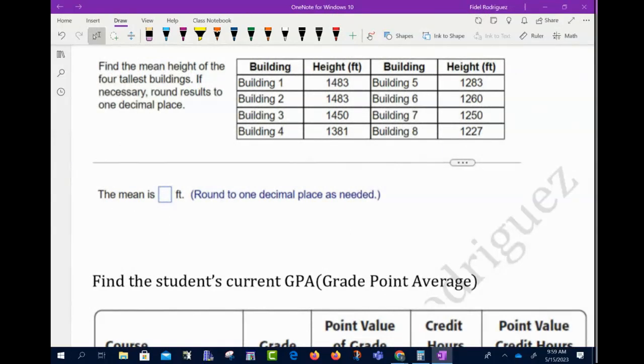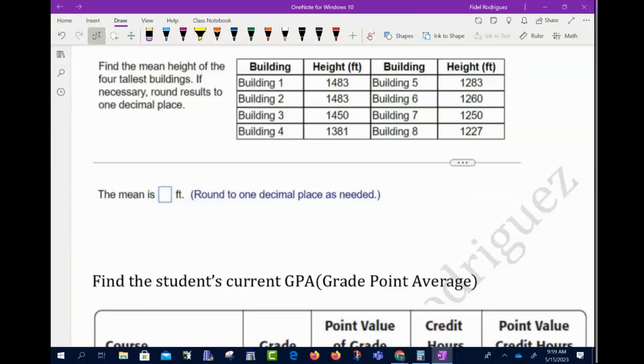Okay. So look, y'all, we're still going to keep rounding here. Again, the reason why I put some of these problems on here is just to make sure that we read the problem carefully. I know we know how to find an average now, right? We don't need 100 problems to learn how to find an average, but we want to make sure that we read it carefully. Look what it says. Find the mean height of the four tallest buildings. Round results to one decimal place.